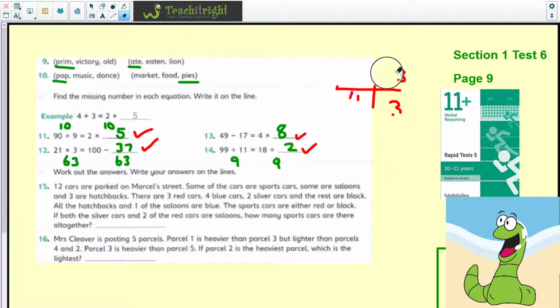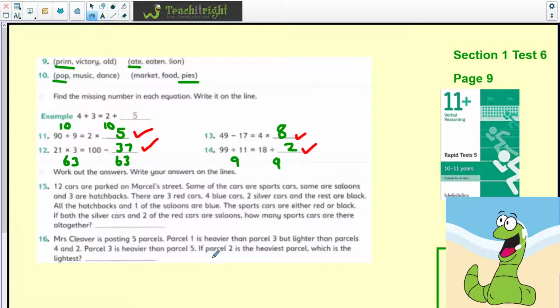So I'm going to just rub out that information, and I'm now going to move on to the last question. Mrs. Cleaver is posting 5 parcels. Parcel 1 is heavier than parcel 3. So parcel 1 is heavier than 3. So I'm just going to write, perhaps I'll read all the information first. Parcel 1 is heavier than parcel 3, but lighter than parcels 4 and 2. Parcel 3 is heavier than parcel 5. If parcel 2 is the heaviest parcel, which is the lightest?